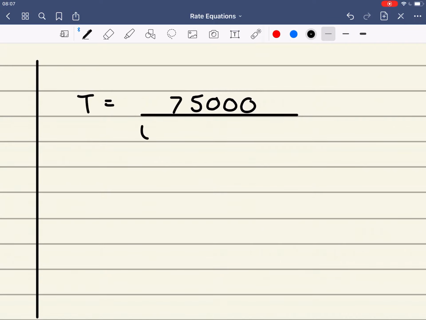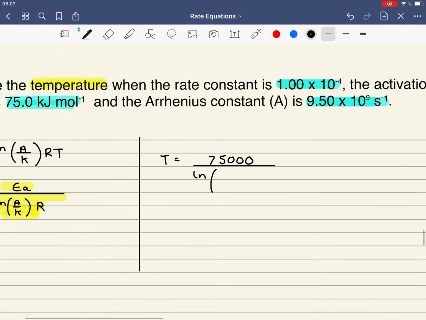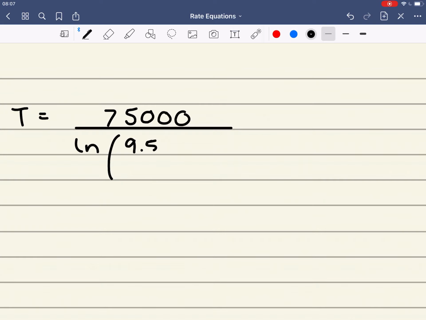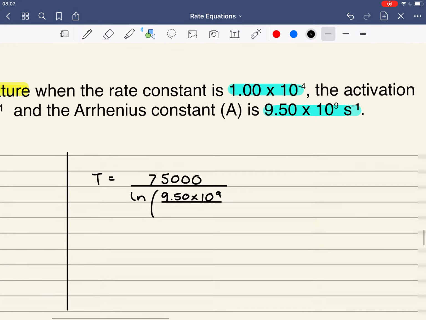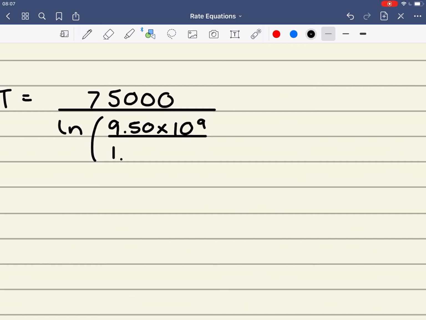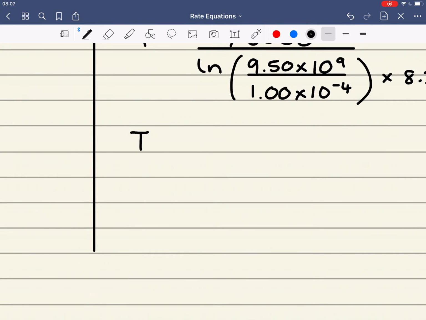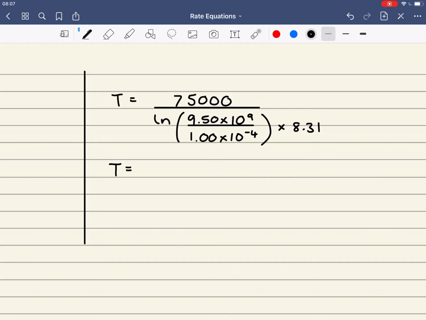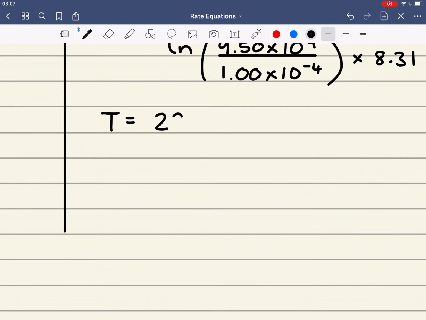So we've now got ln of A, which is 9.5 times 10 to the 9, over K, which is 1 times 10 to the minus 4. And that's multiplied then by 8.31. And when you plug that number into your calculator, you should get an answer of 280 Kelvin. And that there is your answer.